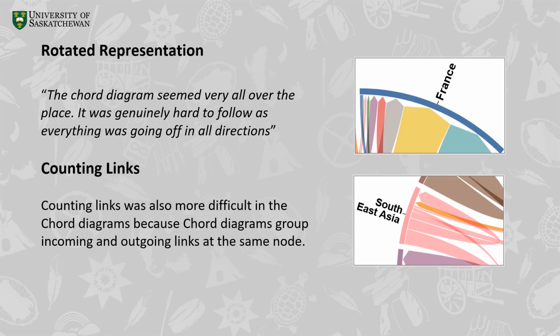Thirdly, as seen in prior research work, the rotated representations may have caused problems for participants, such as difficulty reading the rotated text or keeping track of their start position when tracing the links. It was also evident that counting links was more difficult in the chord diagrams, and this could be because chord diagrams group incoming and outgoing links at the same node, meaning that users need to now carry out the extra step of visually separating incoming and outgoing links to properly analyze them.